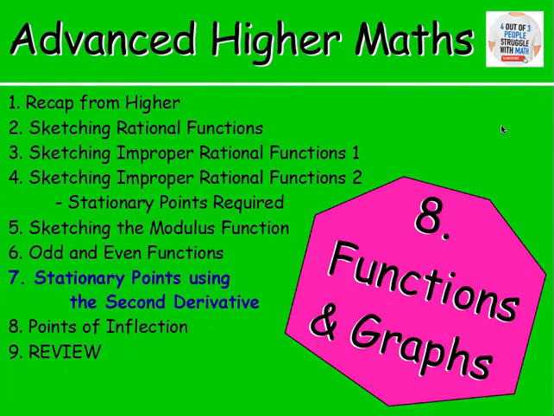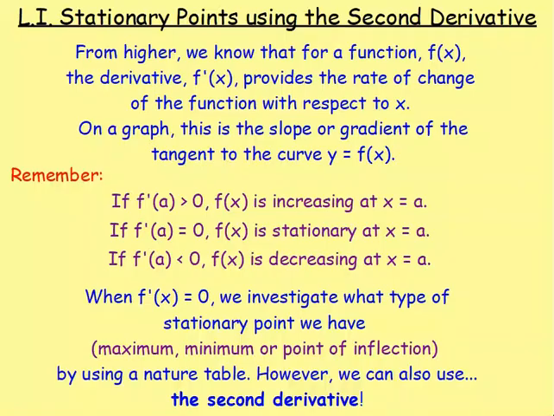After odd and even functions, we then moved on to look at stationary points using the second derivative. So from Higher, we know that the first derivative gives us the rate of change of the function with respect to x. Or in other words, if you're thinking about a graph, it gives you the gradient of a curve at a certain point, or the gradient of a tangent at a certain point.